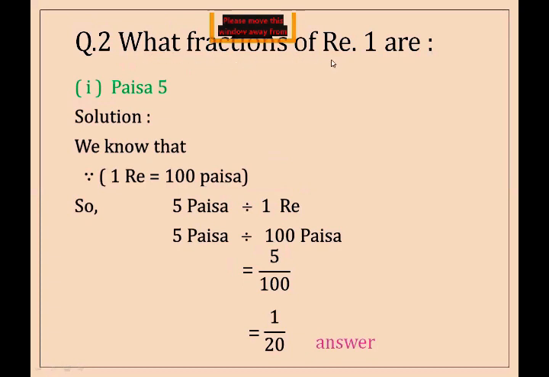What fractions of rupee 1 are? Here we have to give in the paisa. The first part is 5 paisa. Here we convert this paisa into fraction form. Here we start the solution.